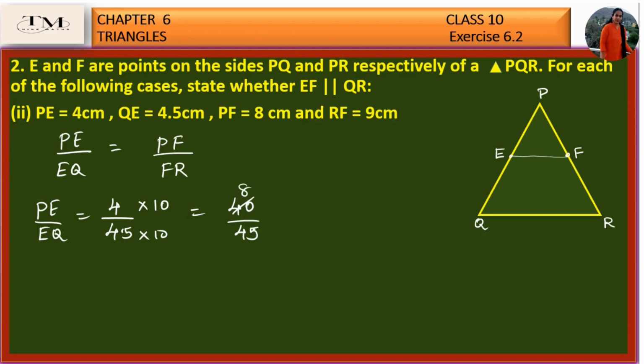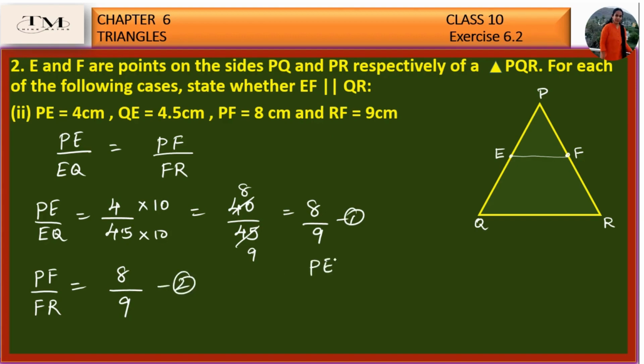So 8 5s are 40, 9 5s are 45. So it is 8 by 9. So take the right hand side, PF by FR. What is PF? It is 8. Here it is FR, here it is RF. Both are same. So it is 9. So from 1 and 2 we get the ratios equal. That is PE by EQ is equal to PF by FR.